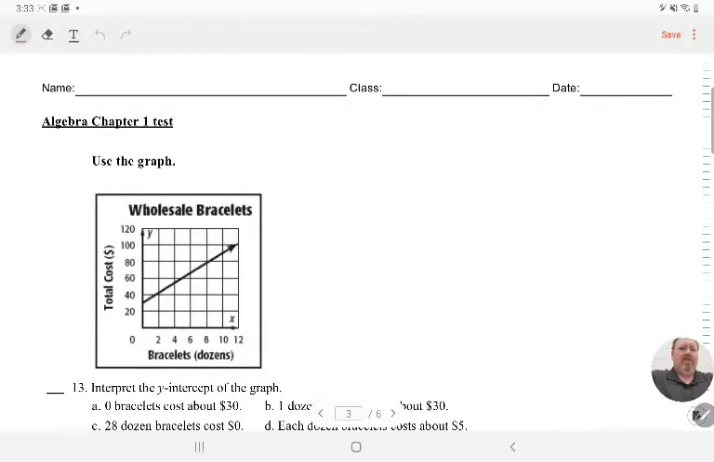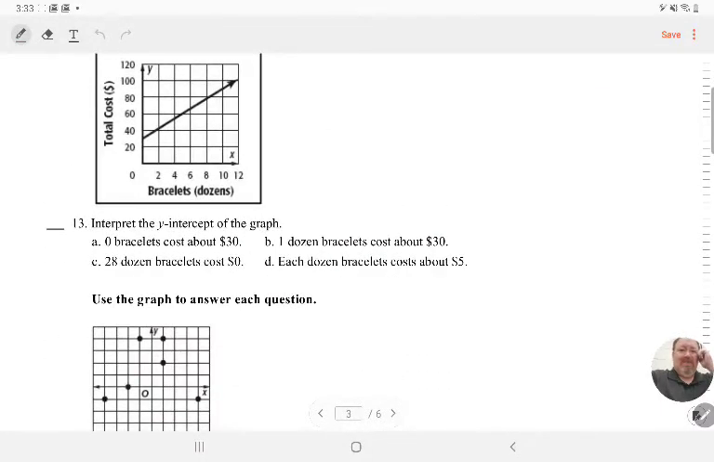All right, number 13, interpret the y-intercept of the graph. Remember, the y-intercept is where it crosses the y-axis, so what is it doing right there? At 0, bracelets cost $30. That is true. 1 dozen bracelets cost about $30. No, because 1 would be here, which would be bigger than 30. 28 bracelets cost $0. That's not true. And each dozen costs about $5. Doesn't really matter. We're talking about the y-intercept, so unless it talks about the y-intercept, it would not be correct. Okay, so we're just interpreting that graph.